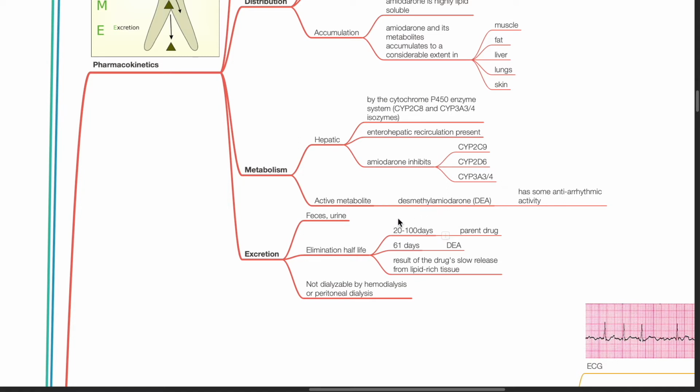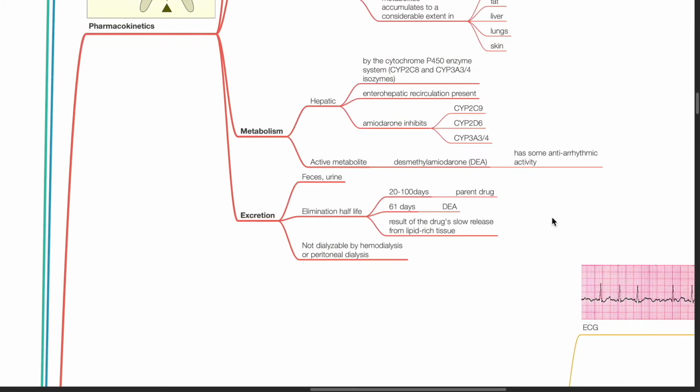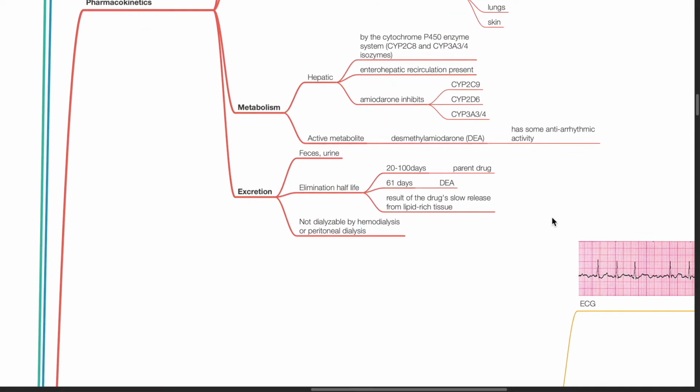The active metabolite is desmethylamiodarone, DEA. This compound has some antiarrhythmic activity. Excretion is via the feces and the urine. Elimination half-life is 20 to 100 days for the parent drug and 61 days for DEA. This prolonged elimination half-life is the result of the drug's slow release from lipid-rich tissue. Amiodarone is not dialysable by hemodialysis or peritoneal dialysis.